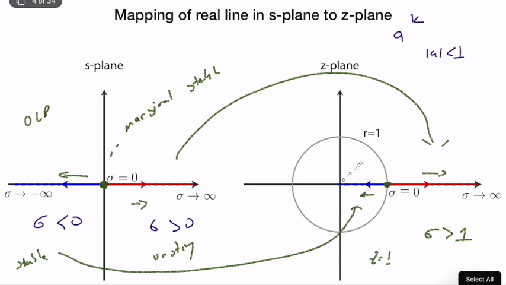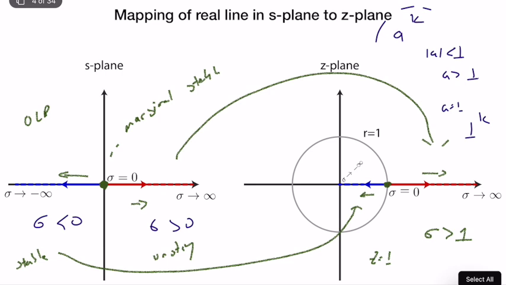Similarly, if A is greater than 1, A to the power k will accumulate and go to infinity as k goes to infinity, so it is unstable. When A is equal to 1, we have 1 to the power k, which is constant, it's just 1. It's not going to 0, so it's not stable, but it's not blowing up, so it is marginally stable.